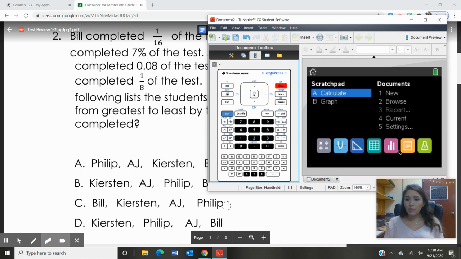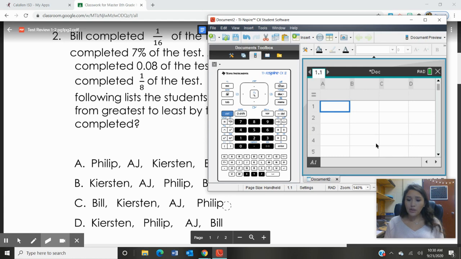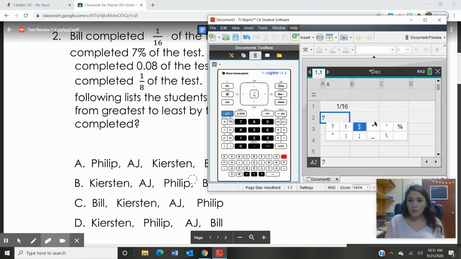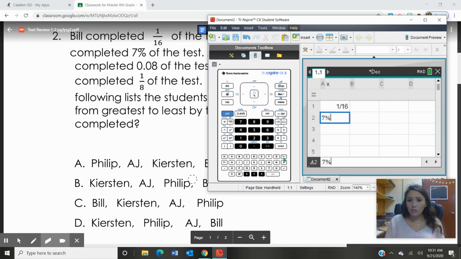So I'm going to go ahead and press the list and spreadsheets icon, and my first step is to label cell A as X. I'm going to go down, and then I'm going to start entering in these numbers. My first number is 1 divided by 16. My next number is 7%. Again, the percent symbol is right below the enter button. My next number is 0.08. My last number is 1/8. And then I'm going to press enter.